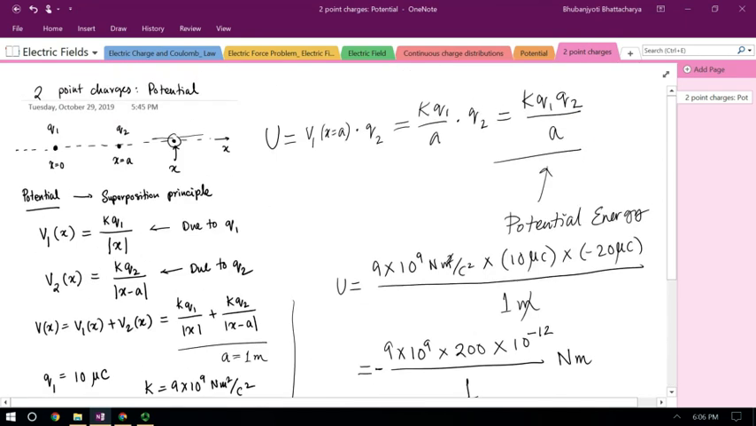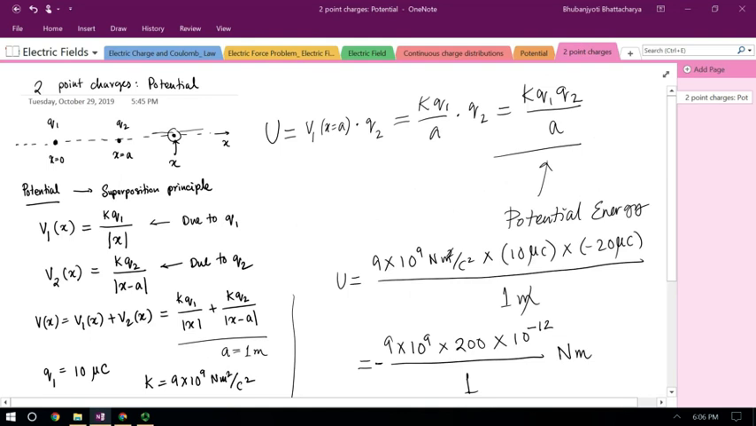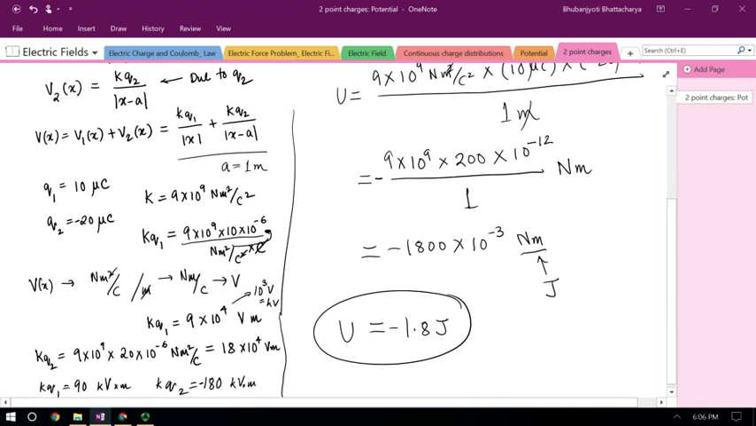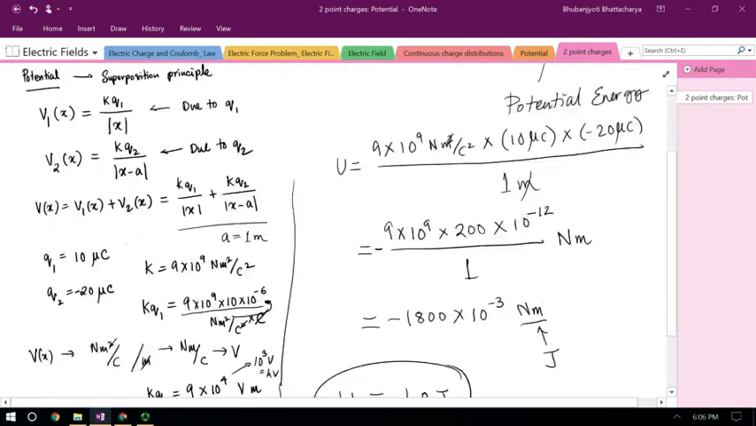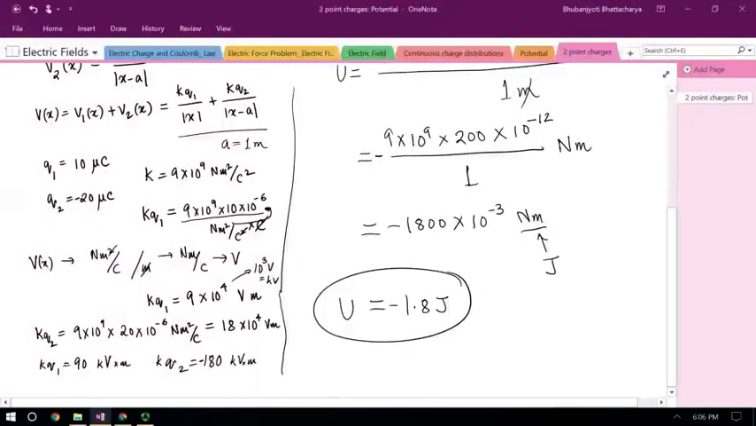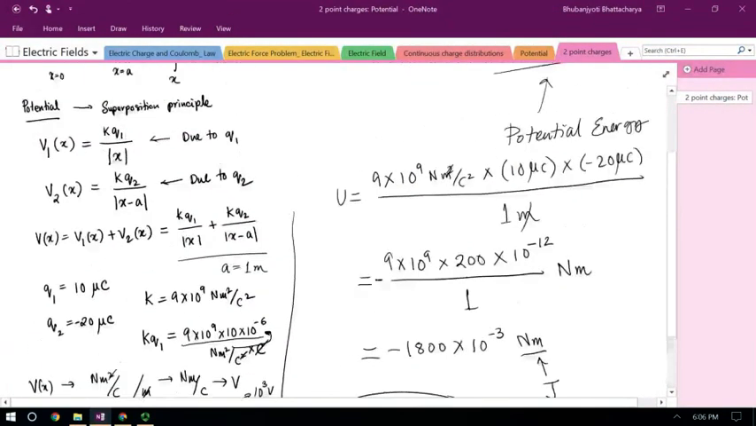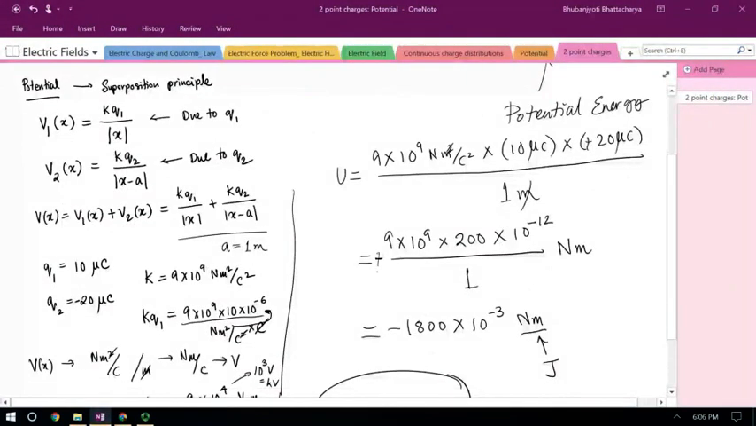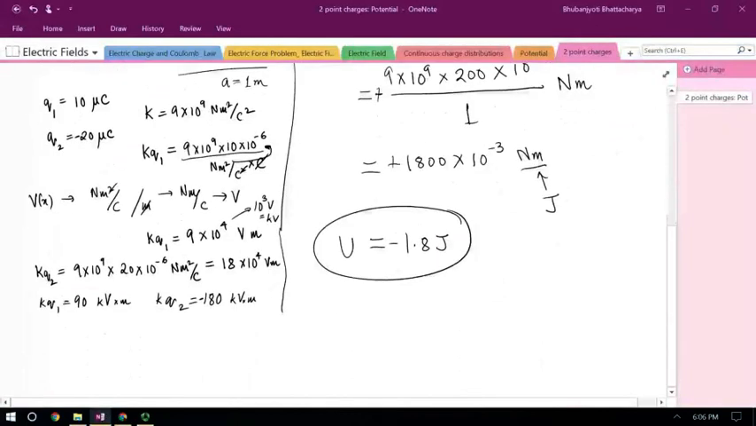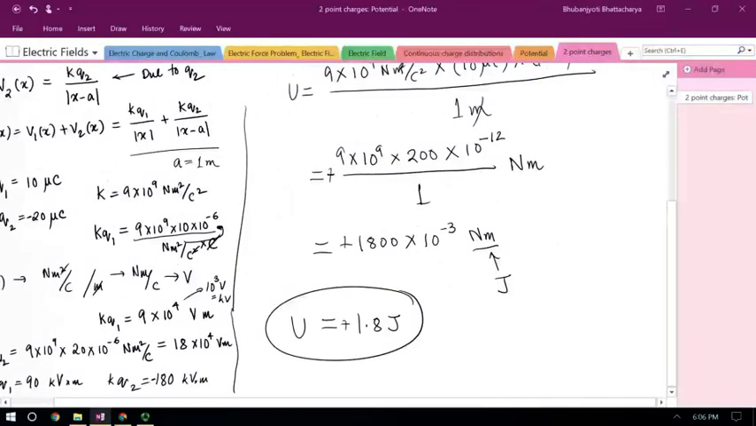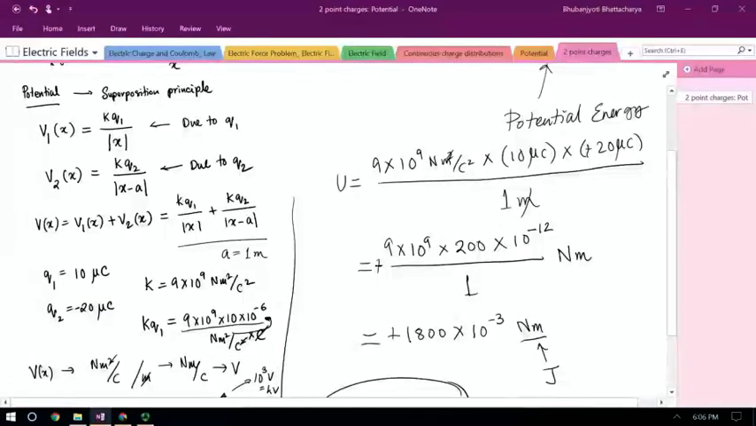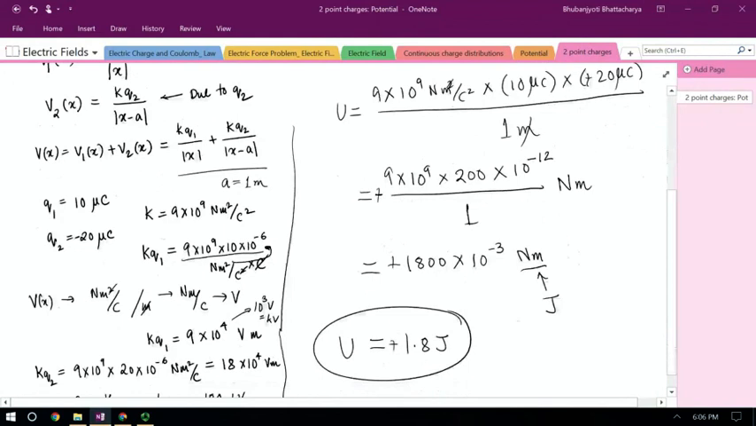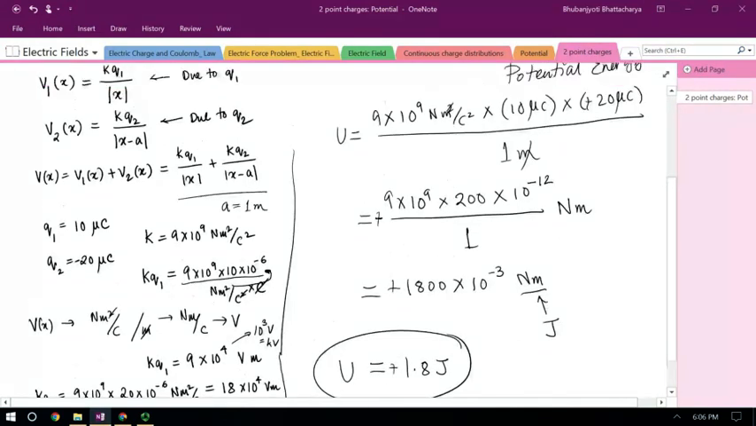So the potential energy looks like k times Q1 times Q2 divided by the distance between the two charges, Q1 and Q2. And if I wanted to plug in some numbers, 10 microcoulomb, negative 20 microcoulomb gives me U equals negative 1.8 joule. Now remember that if this was positive, if I had a positive charge over there, this would also be positive, so the potential energy here would also be positive. So potential energy depends on what the configuration of the two charges is. So if both charges are negative, it's going to be positive. If one of the charges is negative, the other one is positive, it's going to be negative. And if both charges are positive, then again, the potential energy is going to be positive.